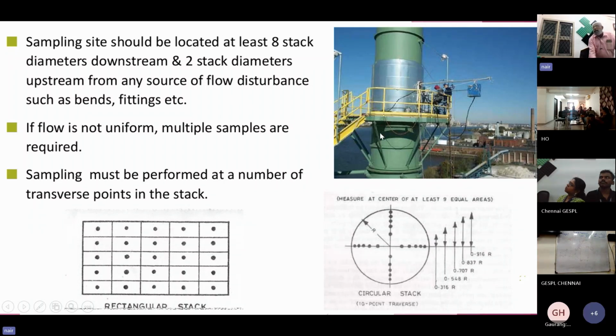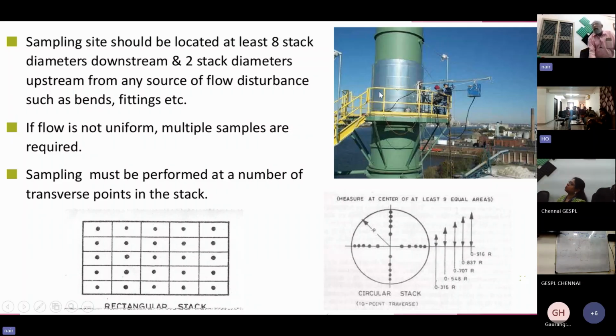See, sometimes the stack may have some bending, straight initially and then goes up. So after leaving this bend, from below a minimum of 2 stack diameters, that is, take the diameter of the stack, minimum 2. If the diameter is 5 meters, then 10 meters. From above, 8 times the stack diameter. So if it is 5 meters, then 8 into 5, 40 meters. In that way, you have to have a sampling point.